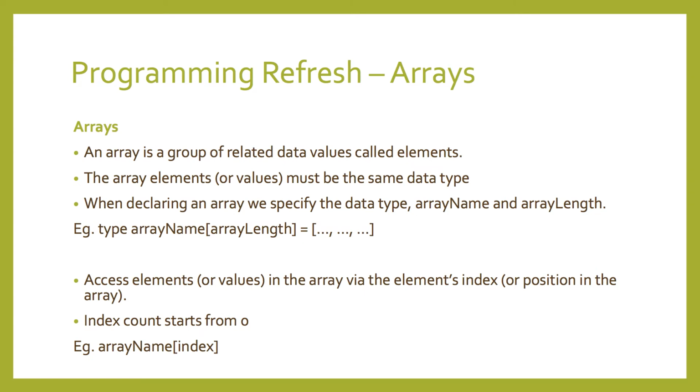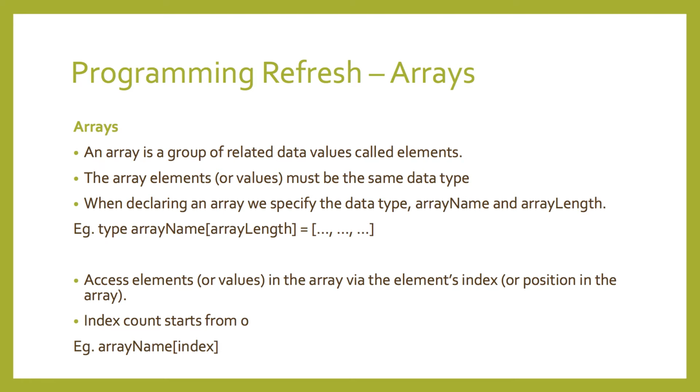Another concept we'll be looking at is arrays. An array is a group of related data values called elements. The array elements, or values, must be the same data type. When declaring an array, we specify the data type, the array name, and the array length. We access the elements or values in the array via the element's index, or its position within the array. The index count starts from 0.